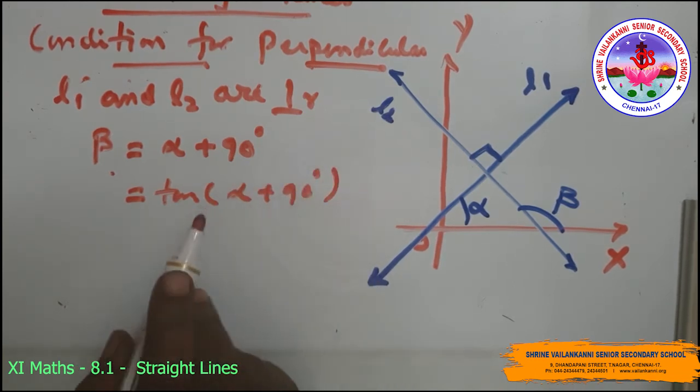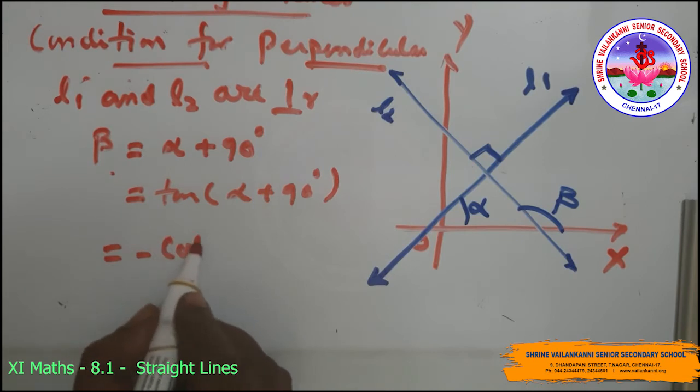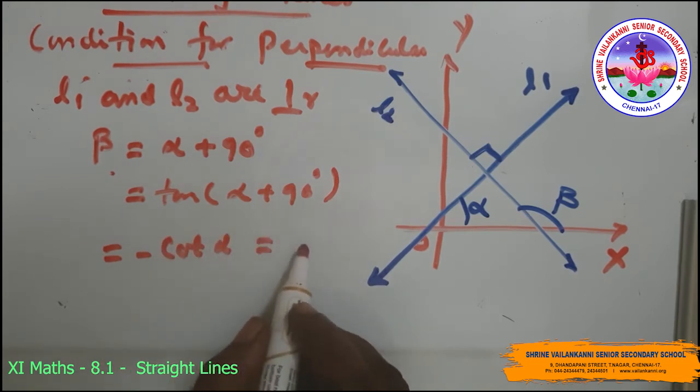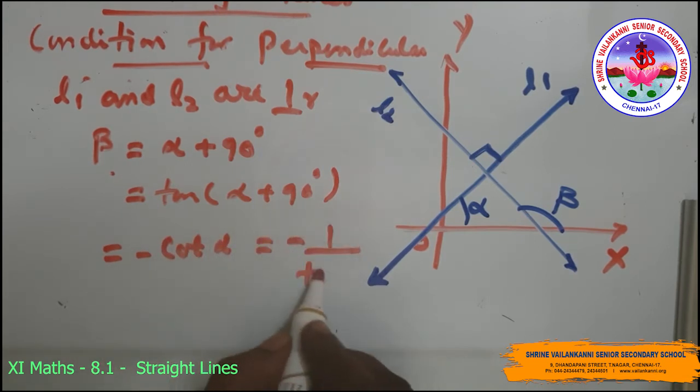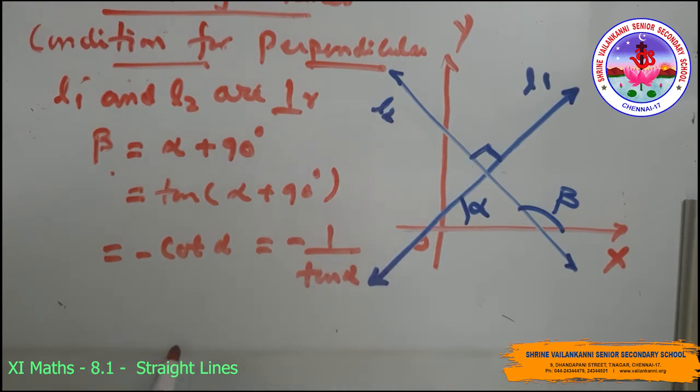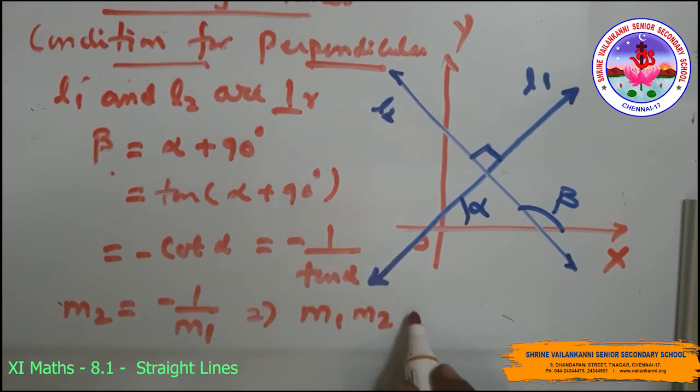So tan of 90 plus alpha is minus cot alpha, which is equal to minus 1 by tan alpha. So m2 equal to minus 1 by m1, which is m1 m2 equal to minus 1.